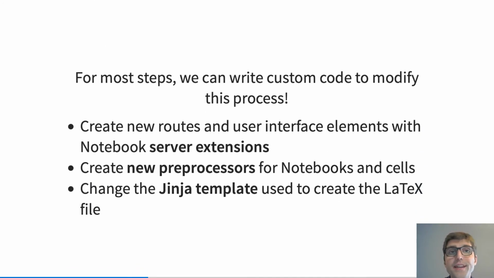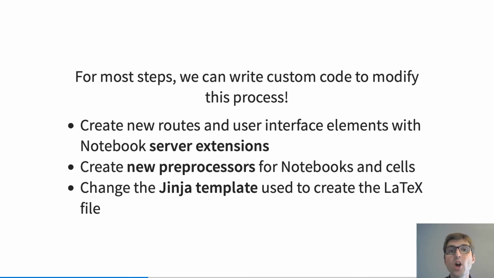So at pretty much any step in this process, we can write our own code to interrupt and do what we want to do. We can add a notebook server extension to create a completely new route and run our own handlers. We can create new preprocessors to change how the notebook looks before it gets exported, and we can change the template that's used to create the LaTeX file that then gets turned into the PDF. So let's see how we can do all of this.